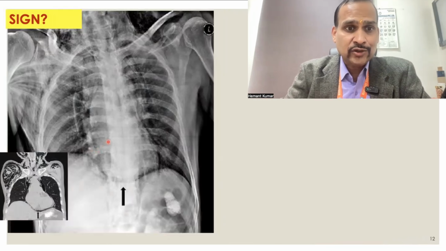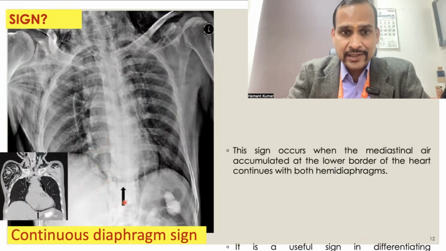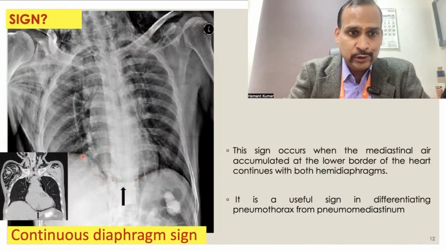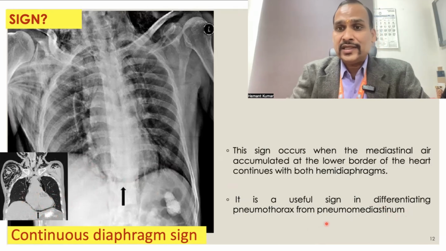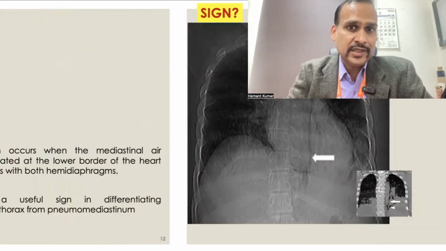So this is another case of trauma where you can find the classical continuous diaphragm sign. So there is air below the mediastinum, below the heart, which is communicating between these two diaphragms. In CT scan you can see better, this is an air column. So this is a useful sign to differentiate between pneumothorax and pneumomediastinum. This is the classical sign for pneumomediastinum. This is the continuous diaphragm sign. This is a very important sign which used to be asked in NEET-PG and your MD examination.